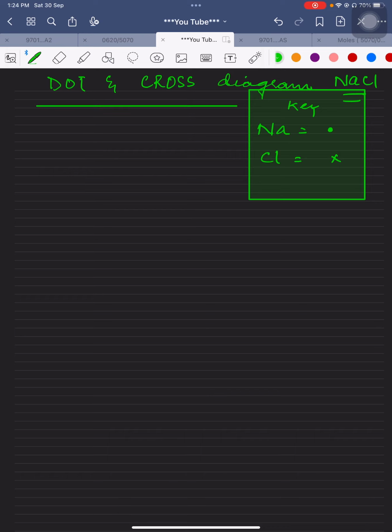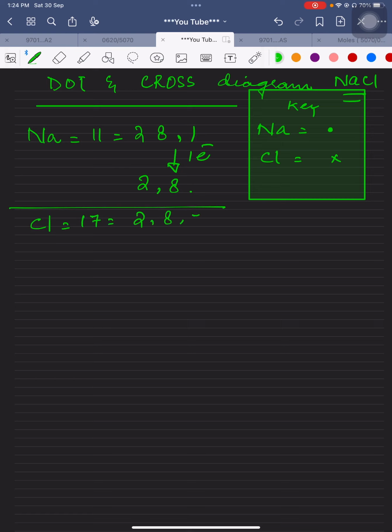Okay, so right now I'm saying that this is sodium, and we have said that it has electronic configuration 2, 8, 1, and it is losing one electron, making 2, 8. Whereas what about chlorine? We are saying it is 17, it is 2, 8, 7, and it is gaining one electron and turning itself into 2, 8, 8. Okay, let's make this. So it is sodium.